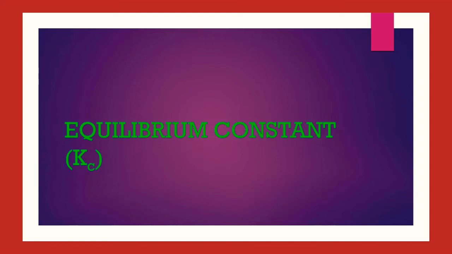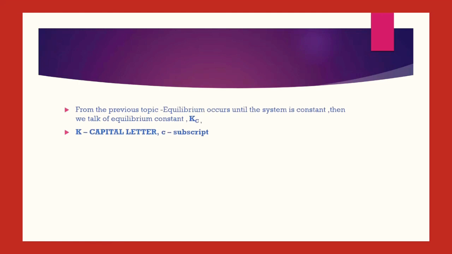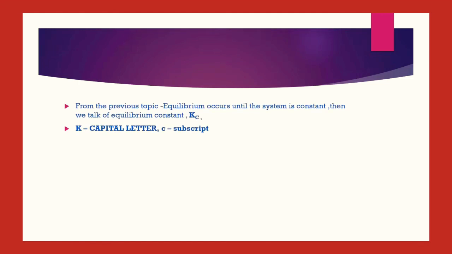Our second topic is equilibrium constant, Kc. From the previous topic, remember that reversibility of reactions is leading to the concept of equilibrium. Equilibrium occurs until the system is constant. Then we talk of equilibrium constant, Kc, K capital letter, C subscript.